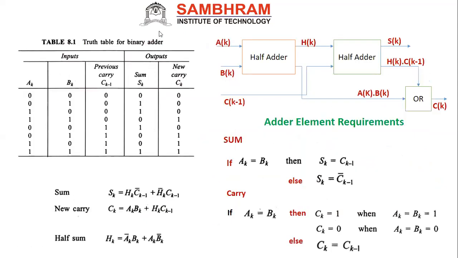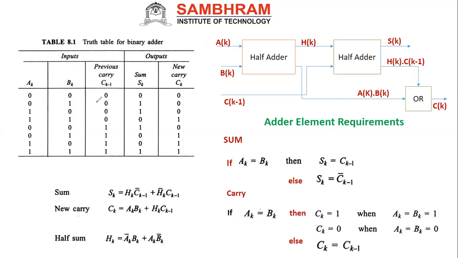Next, let us go for how to get the Boolean expression. This is a normal truth table for your binary adder, which has the inputs A_K, B_K. Why I said it like this: here the truth table specifies the inputs A_K, B_K. Next, this will be your C_in. The C_in will be denoted as the previous carry. Then the outputs: the sum will be denoted as S_K, and the new carry will be denoted as C_K.